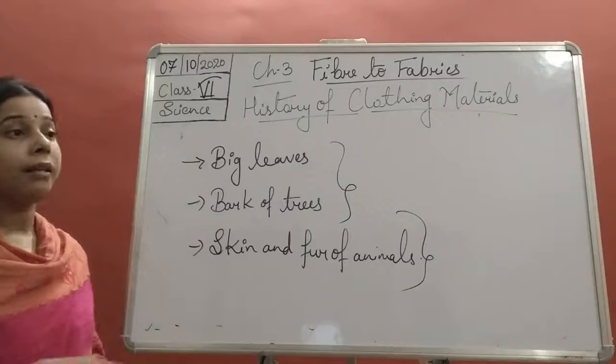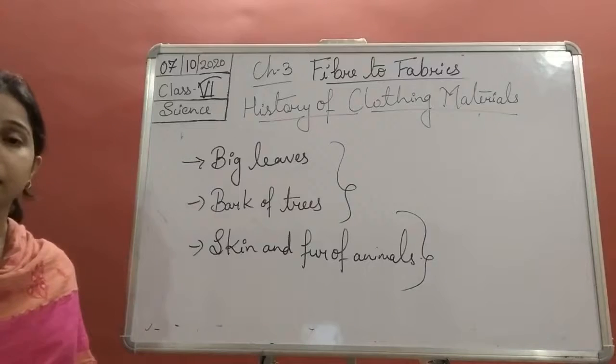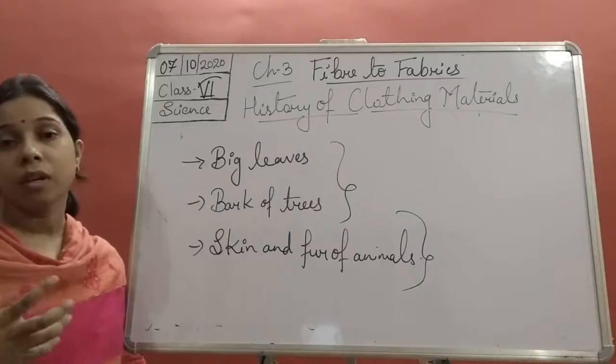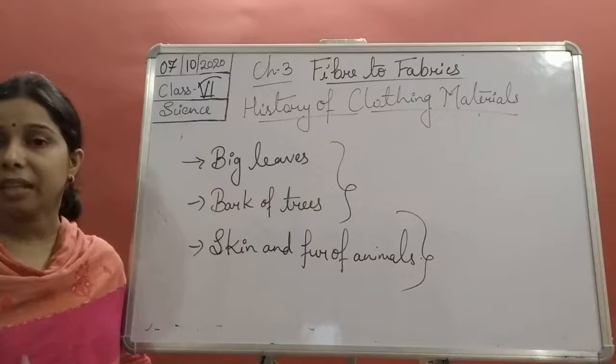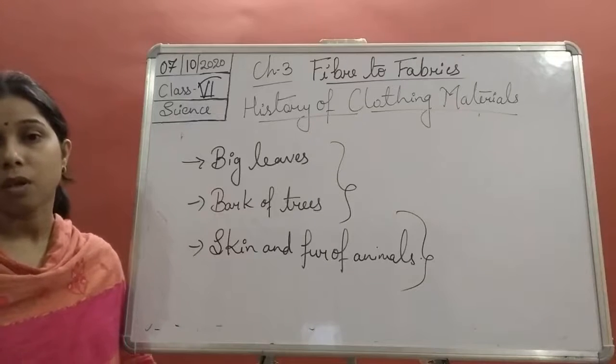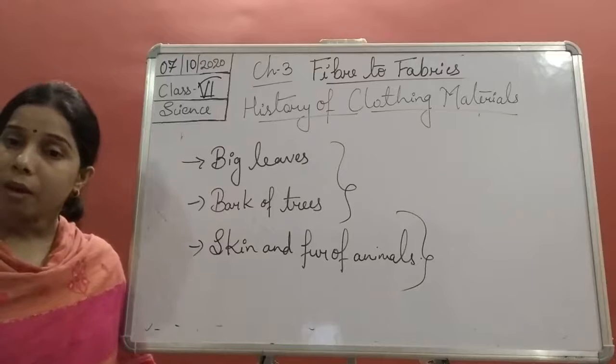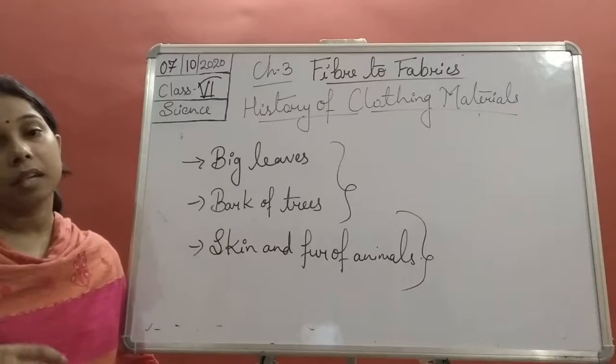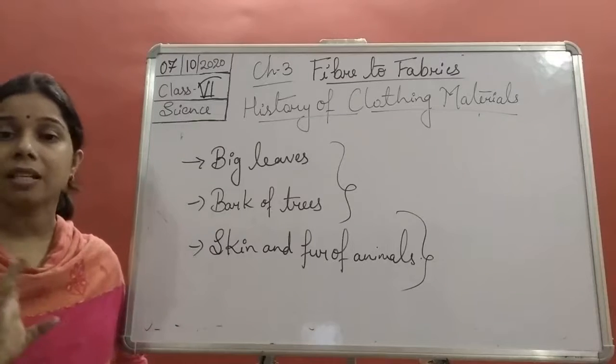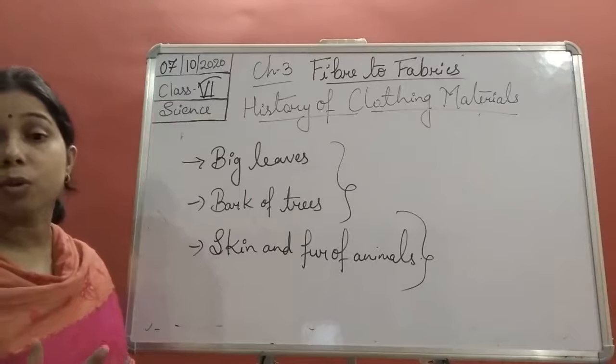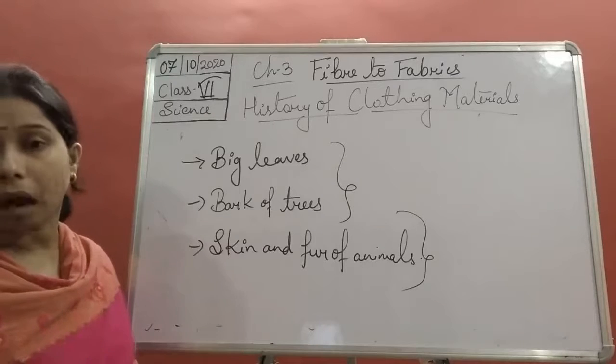Then they started using the fleece of animals. Fleece means the hair of animals. With the hair of animals, they started twisting it, spinning it, and they were able to form yarn.